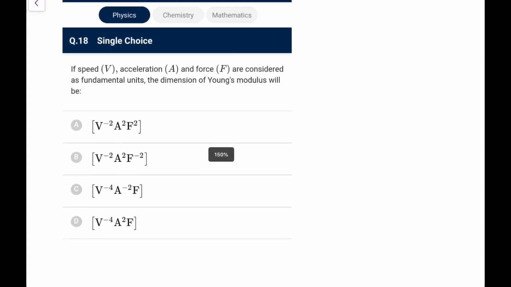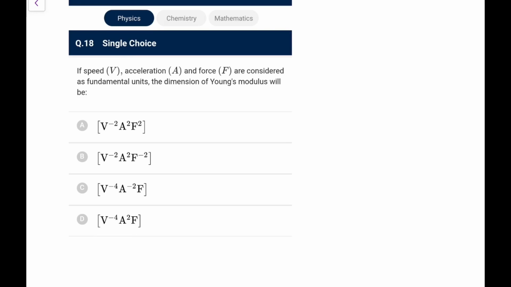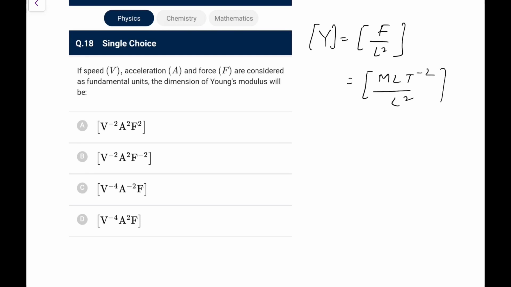Speed, acceleration, force are considered as fundamental units. The dimension of Young's modulus will be? So Young's modulus is stress, that is force upon area, that is F upon L square type of thing you can have. Or you can say F is ML T minus 2 over this L square. So this is M L minus 1 T minus 2, that is what you need.